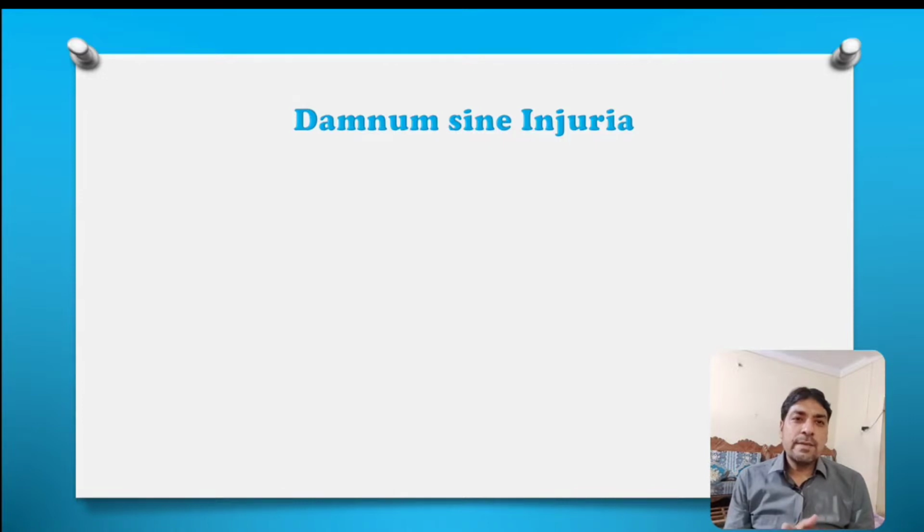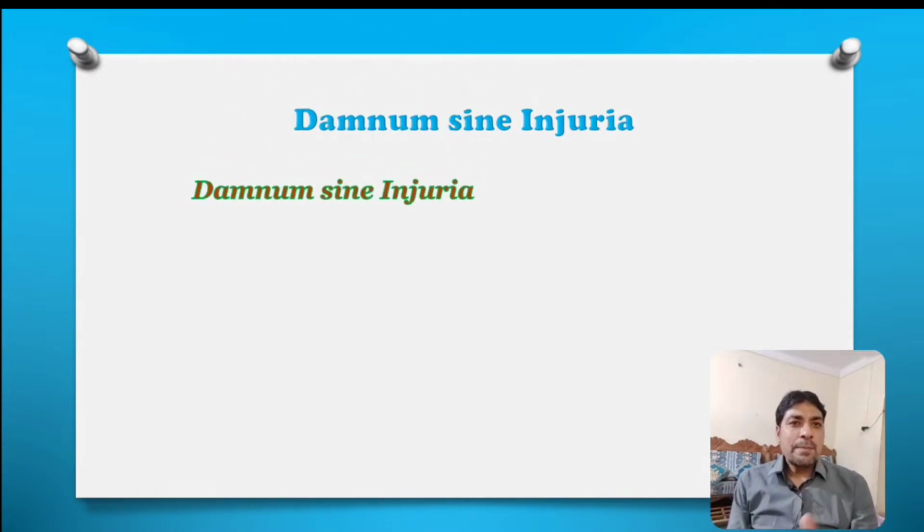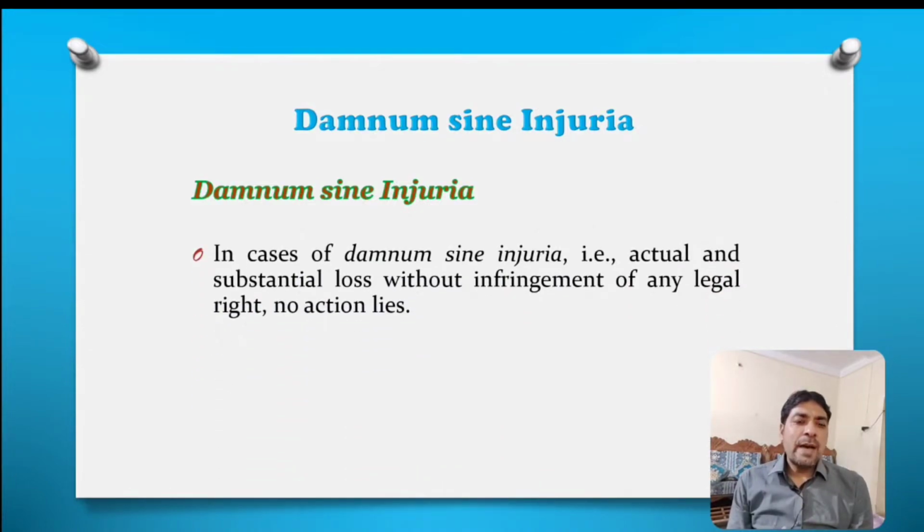In the previous lecture we discussed the maxim injuria sine damnum, which means violation of legal right without loss. So exactly the opposite maxim we will discuss in today's lecture, damnum sine injuria. In case of damnum sine injuria, actual and substantial loss without infringement of any legal right, no action lies. Damnum means damage or loss, sine means without, and injuria means infringement or violation of legal right.